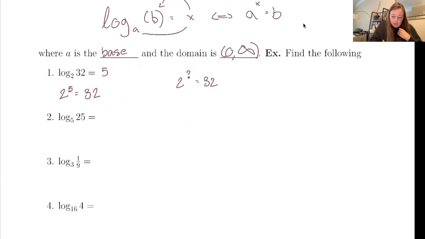Similarly, log base 5 of 25. We all know that 5 squared is 25. So what can I raise 5 to to get to 25? I can raise it to 2. It's asking what that exponent is.